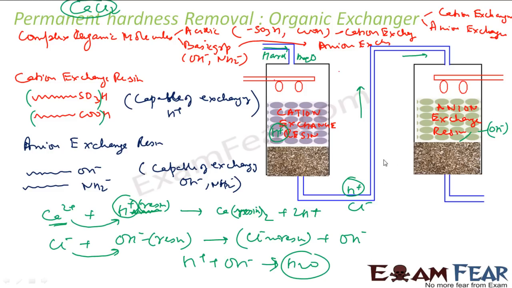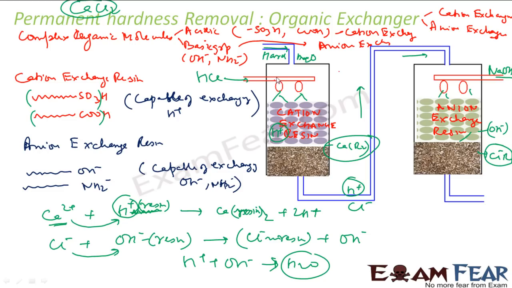Now, same thing here also, regeneration, because after some time my H plus resin is gone, it becomes Ca resin 2, right? This is H plus resin, this becomes Ca resin 2, and this becomes Cl resin. So these are all my resin which will not be used. I have to regenerate it. So what I do here is, in this case I pump in HCl, and in this case I pump in sodium hydroxide, right?